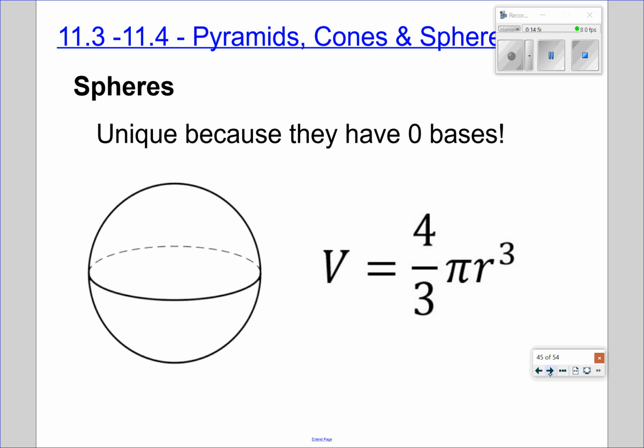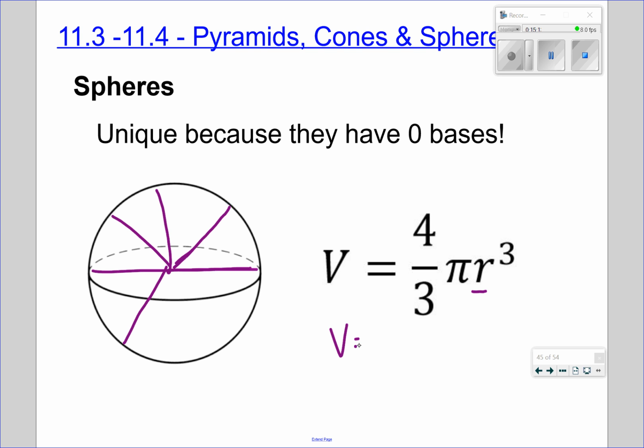Okay, let's move on to our very last shape. This is section 11.4, and we're going to talk about spheres. This is a straightforward formula. The only dimension you need to know for a sphere is the radius. Remember that radius can go out to here, it can go out to here, it can go anywhere from the center of your sphere to the edge. And then we also know the diameter is 2 times the radius.